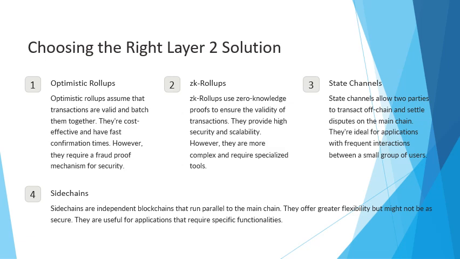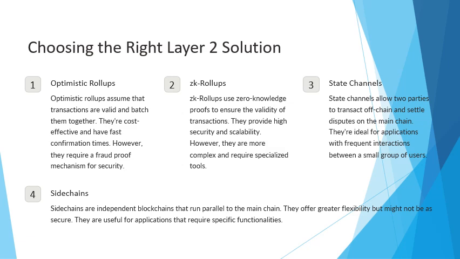Now we'll look at choosing the right layer 2 solution. 1. Optimistic rollups assume that transactions are valid and batch them together. They're cost effective and have fast confirmation times. However, they require a fraud proof mechanism for security.